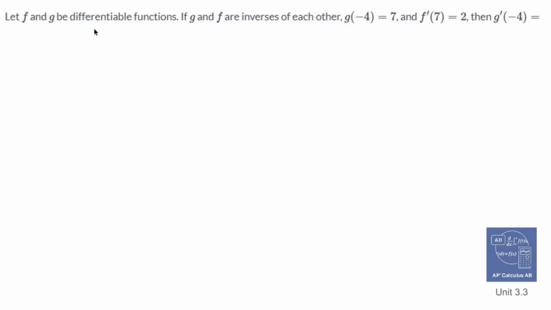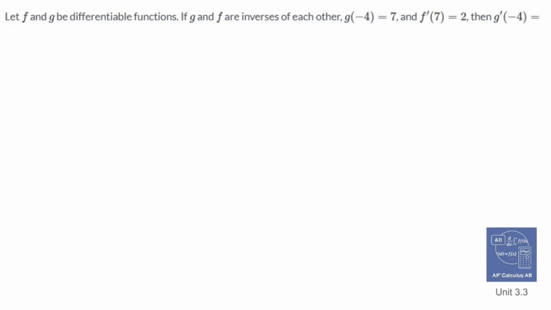Let f and g be differentiable functions. If g and f are inverses of each other, g of negative 4 equals 7, and f prime of 7 is 2, then what's g prime of negative 4? Well, there's a little thing called the inverse function derivative formula.